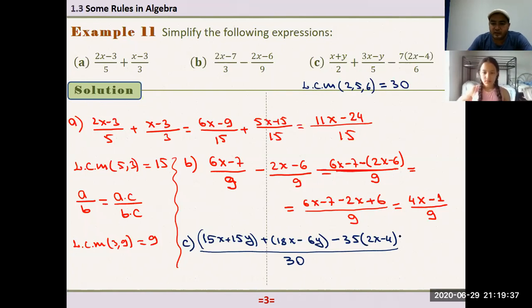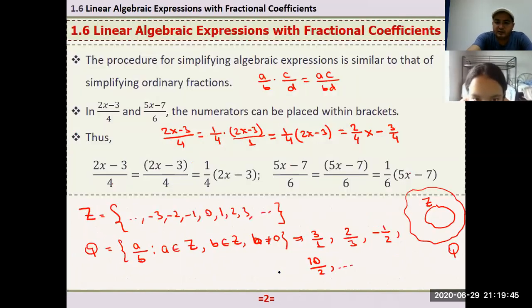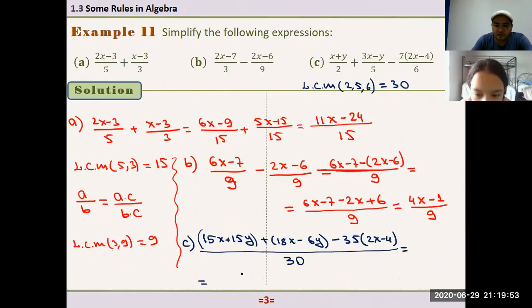right? Equals, I need to write one more time. Actually, I can write this 30 like the previous one. As you see here, I can just write it like this, right? Sometimes to write them in simpler form, I can just write 1 over 30 out. So here we have 1 over 30 times I have the whole expression here.